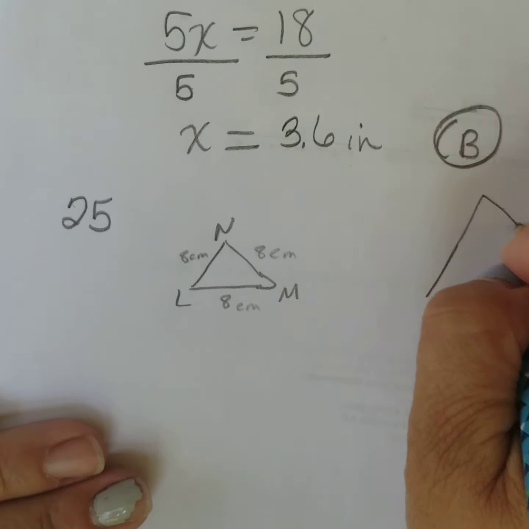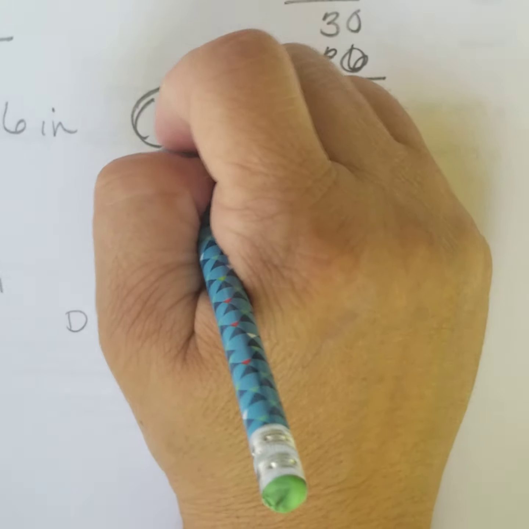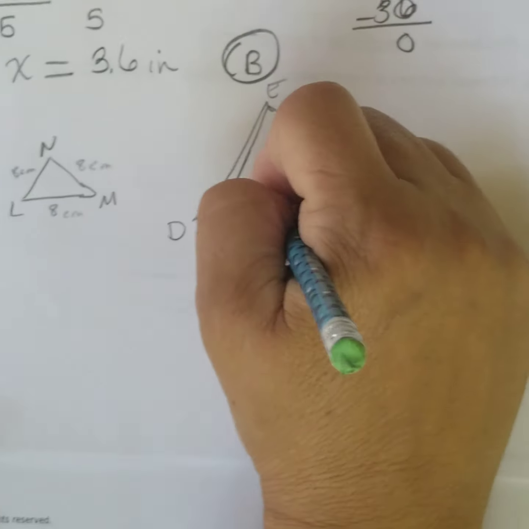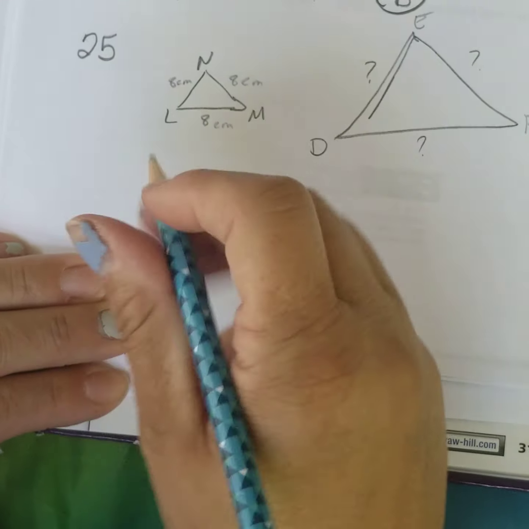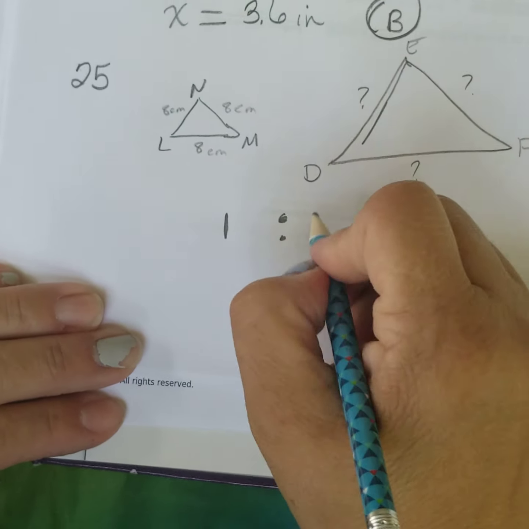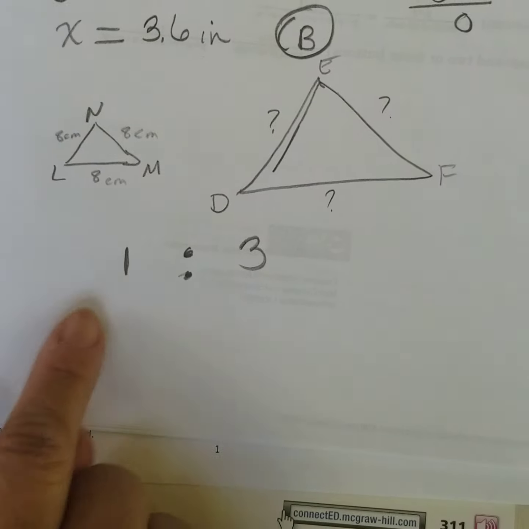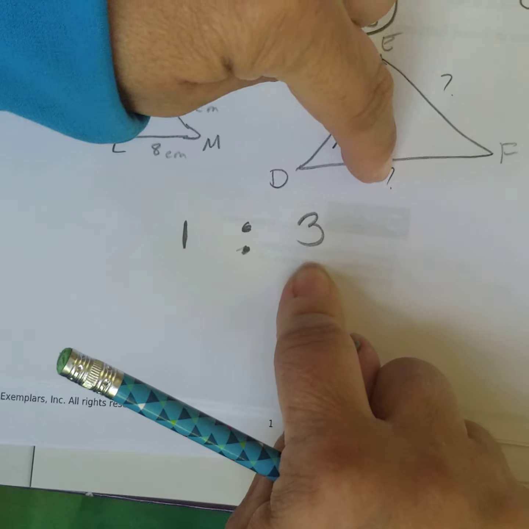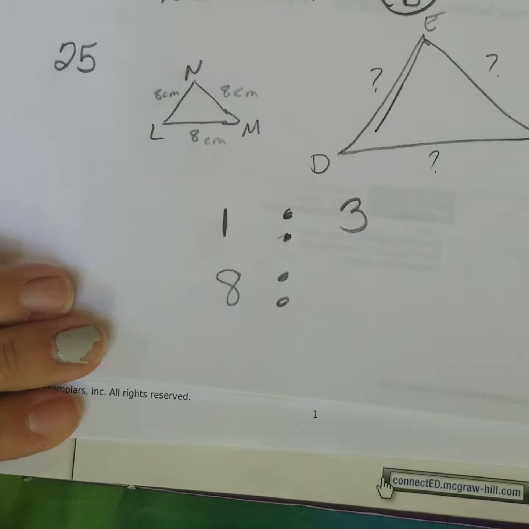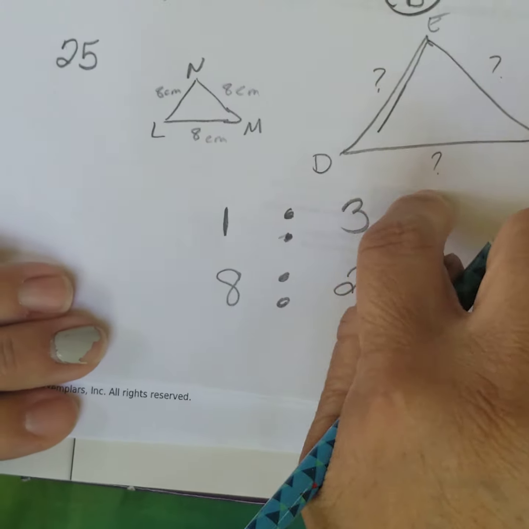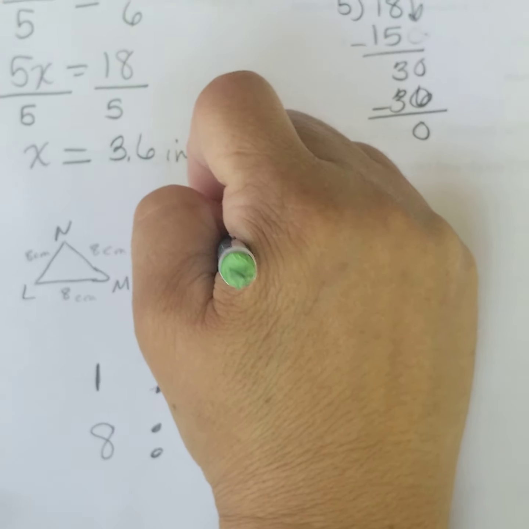So you have LMN, and you're saying this is an equilateral triangle because it's 3 sides and it's 24 centimeters. So that means this is 8 centimeters, 8 centimeters, and 8 centimeters. Because perimeter is we just add all the sides up. And then we have triangle DEF, a little bigger. And we don't know what these sides equal yet. But we do know that triangle LMN is 1 to 3 to triangle DEF.